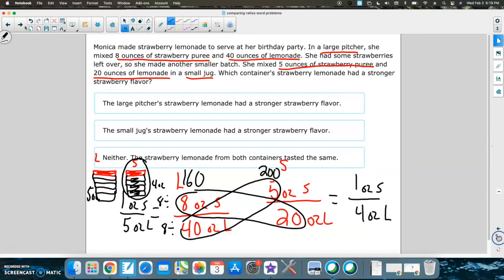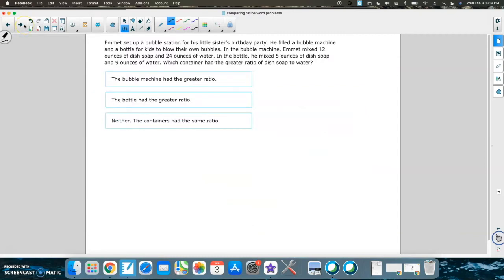200 is the bigger one, and that's the small. And so the small is going to have the stronger flavor. So it'd be this one right here. Okay? A little bit of thinking there. Okay? Now, probably the easiest way is to do the butterfly method on these kind of problems. Okay? But I just kind of want you to see what it might kind of look like. So let's try this one.